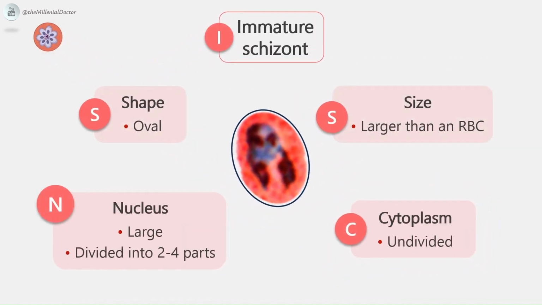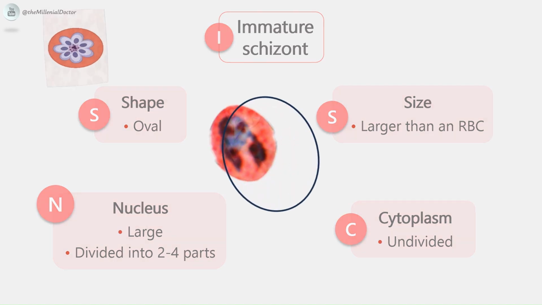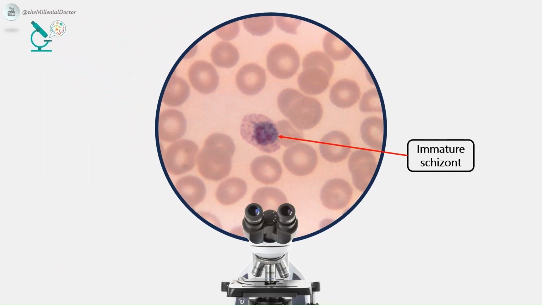Immature Schizont, these are oval in shape and the size is larger than an RBC. The nucleus is divided into 2 to 4 parts and the cytoplasm is undivided. This is the immature Schizont when seen under a microscope.